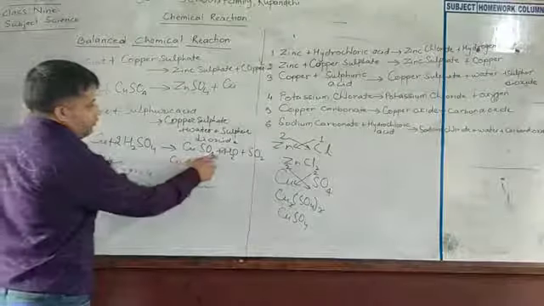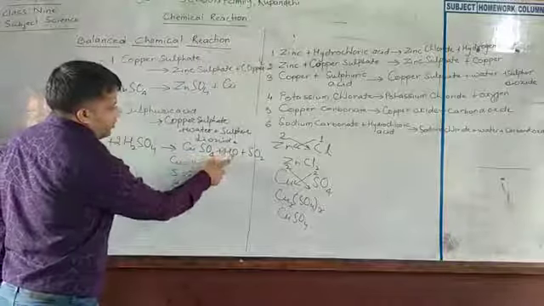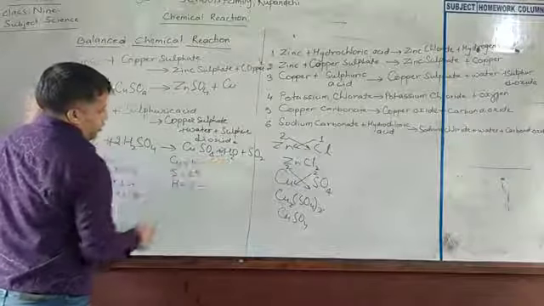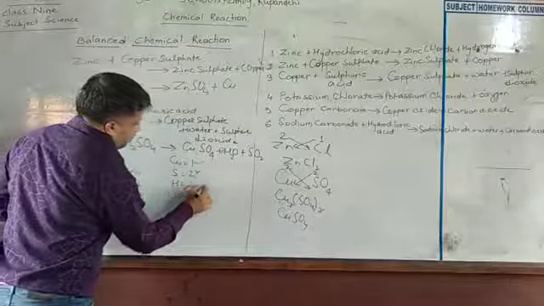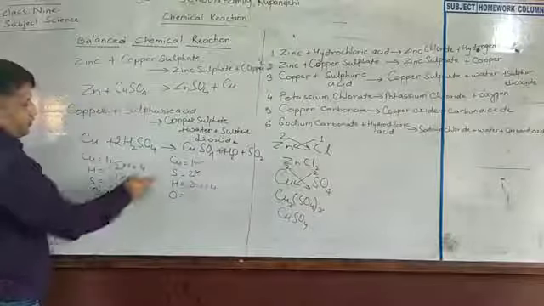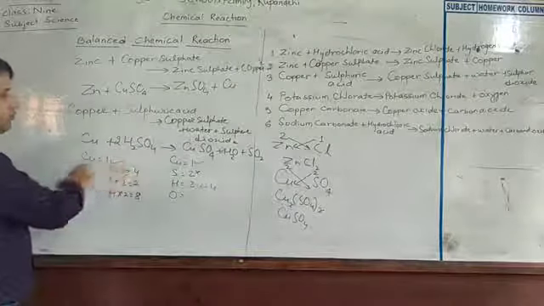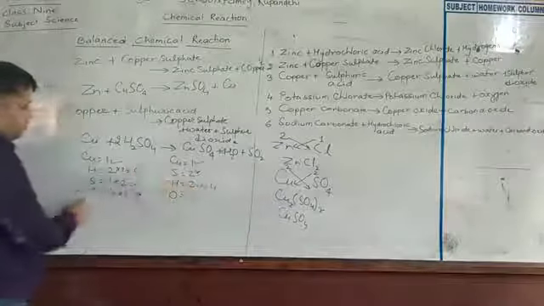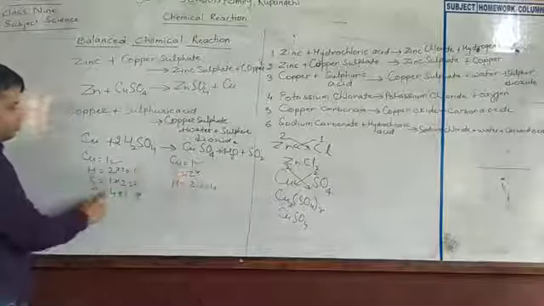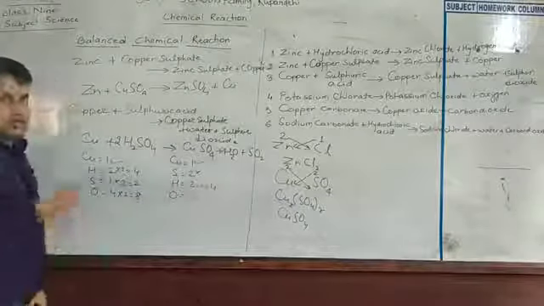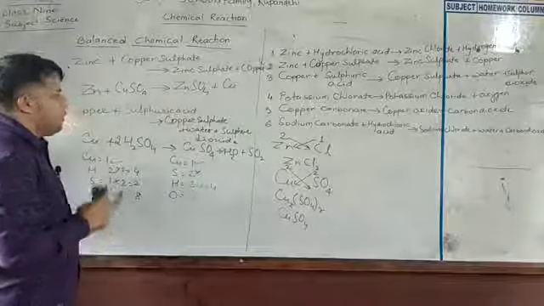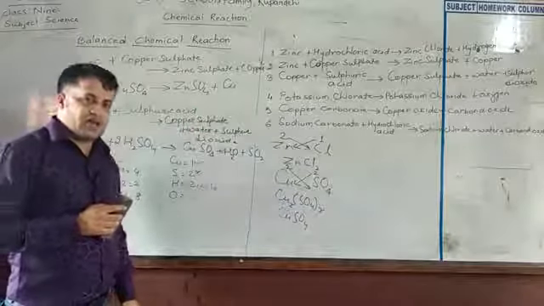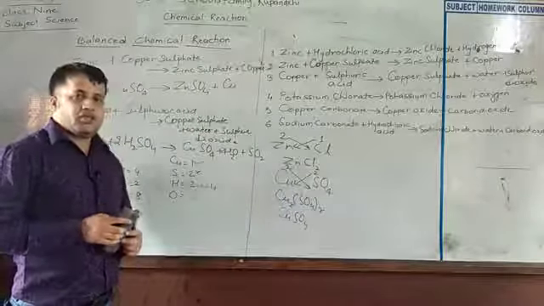Now once we keep 2 here, it will change the hydrogen also. Now count hydrogen. 2 2s are 4. Hydrogen has become 4, so here also hydrogen is 4. Now let's see whether it is balanced or not. Copper 1, hydrogen 4, sulfur 2, oxygen 8. So this is balanced. We will solve other chemical reactions in the next class. For today, this much. Thank you.